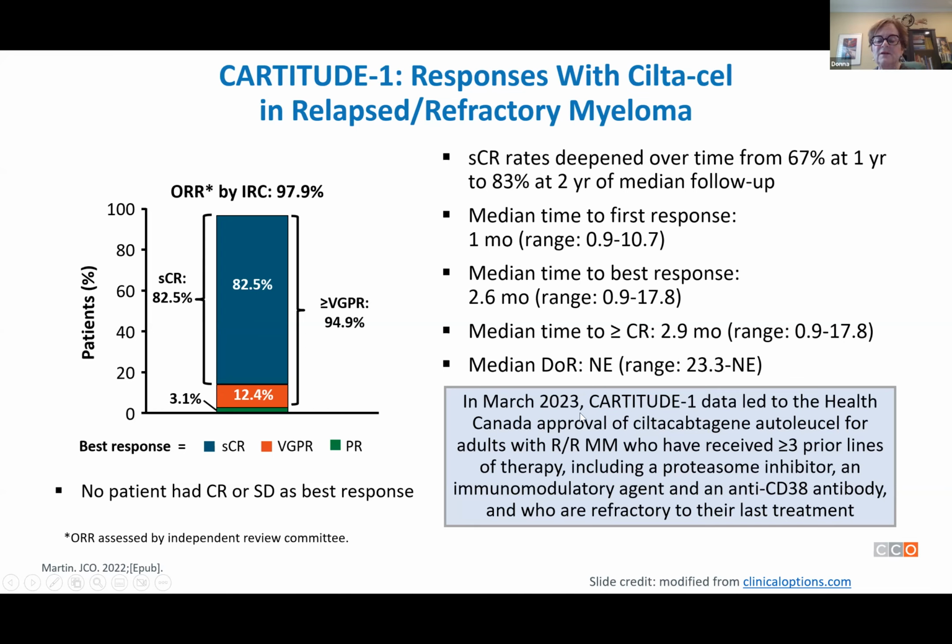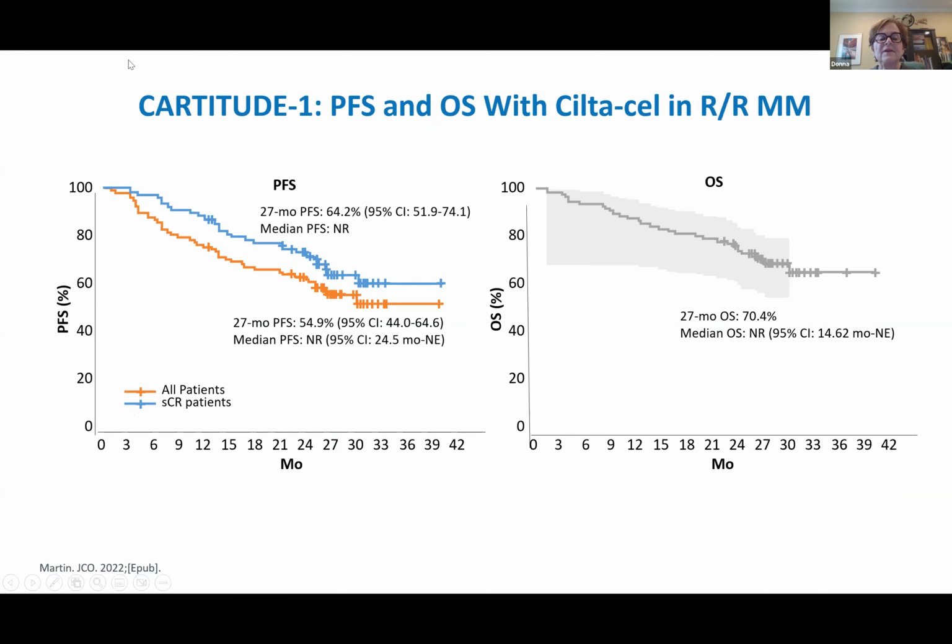And just last month, Health Canada approved cilta-cel, the same indication as ide-cel, and we're waiting to see what the funding recommendations will be. So if you look at the progression-free survival curves, at 2 years, the median has not been reached. And if you look at those in stringent CR, at 2 years, 64% are still in remission. And the overall survival at 2 years is just over 70%.